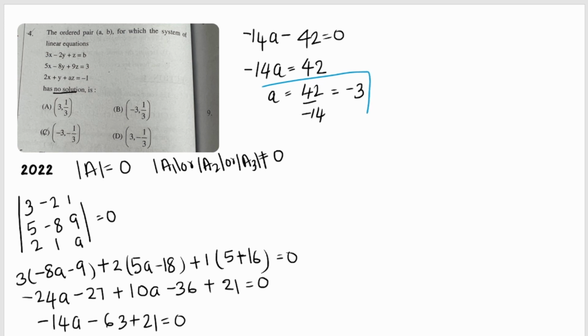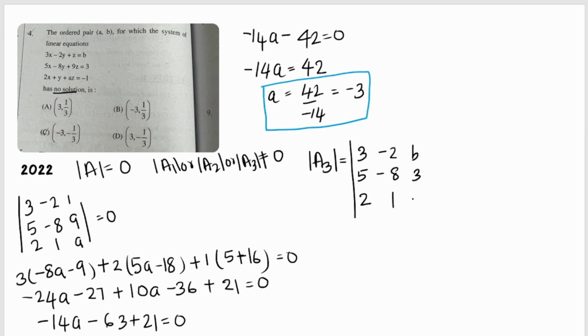Now you need to find B for no solution, right? So here I will be finding determinant of A3. Okay. No solution criteria I have already written here. Determinant of A1 or determinant of A2 or determinant of A3 should not be equal to 0. I am taking in this case determinant A3. So first two columns will be same. 3, 5, 2. Then you have minus 2, minus 8, 1. Then you have B, 3 and minus 1.